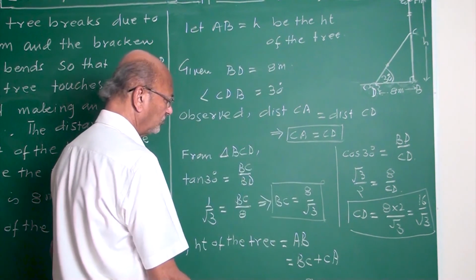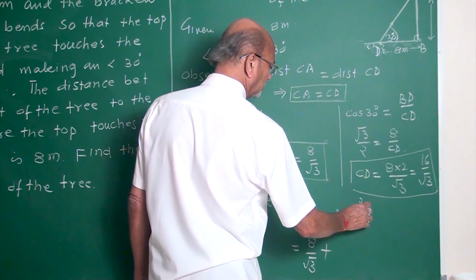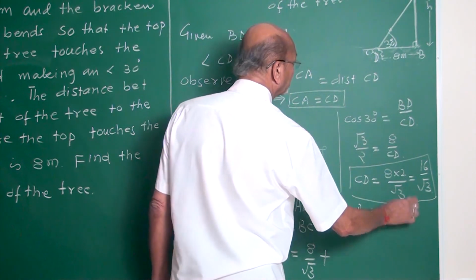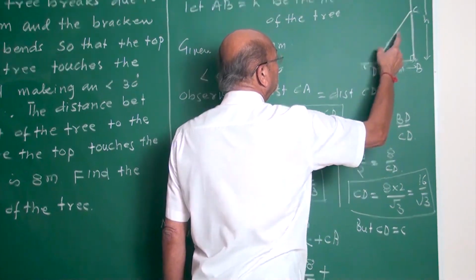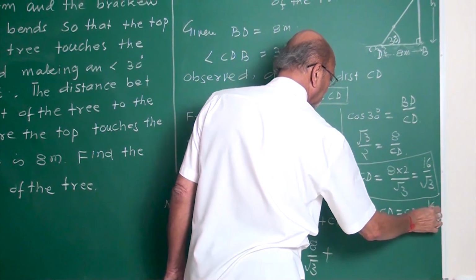Now we can put the value. But CD equals CA. Here, my friends, CD equals CA. So CA equals 16 upon root 3.